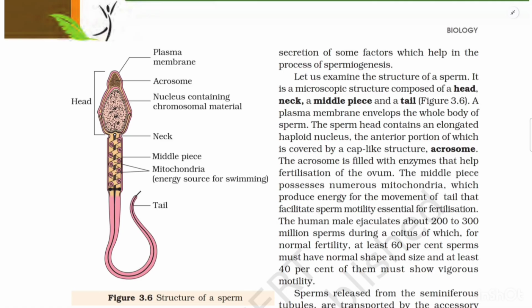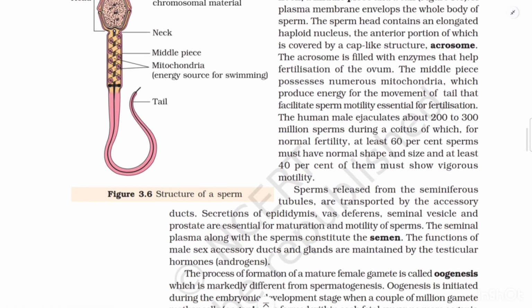The middle piece possesses numerous mitochondria which produce energy for the movement of tail that facilitates sperm motility essential for fertilization. The human male ejaculates about 200 to 300 million sperms during a coitus, of which for normal fertility at least 60% sperms must have normal shape and size and at least 40% of them must show vigorous motility.